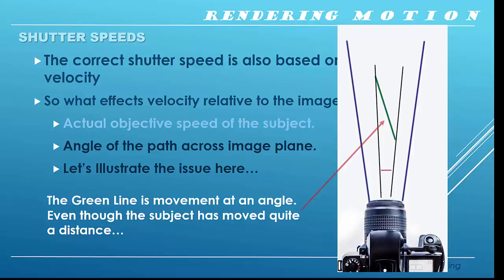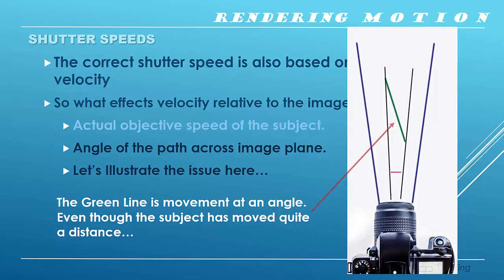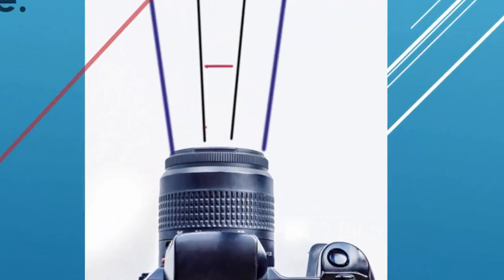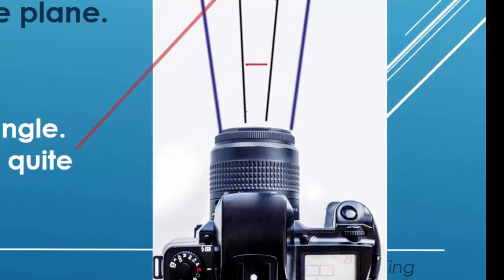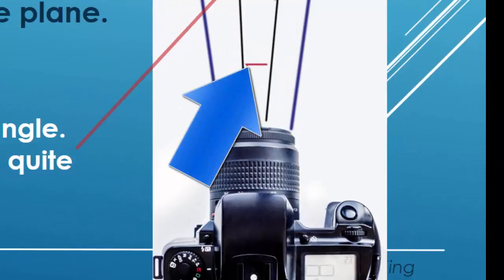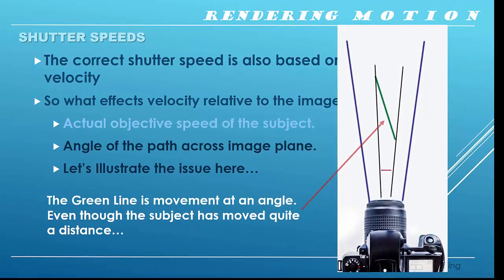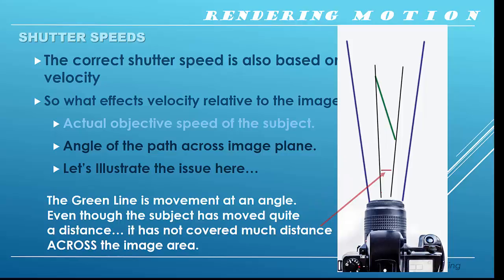But suppose that they're moving at an angle. Here, the green line, the extent of that green line, shows how far they have actually moved. But the little red line below shows how far across the image plane they have moved, which isn't very far. So their velocity is a whole lot less once they're moving at an angle to the camera. How much less? Depends on the angle. Are you really good with trigonometry? I'm not. So trying to tell you what the right shutter speed for that is would just be incredible guessing on my part. So that angle simply hasn't allowed it to cover much distance across the image area.